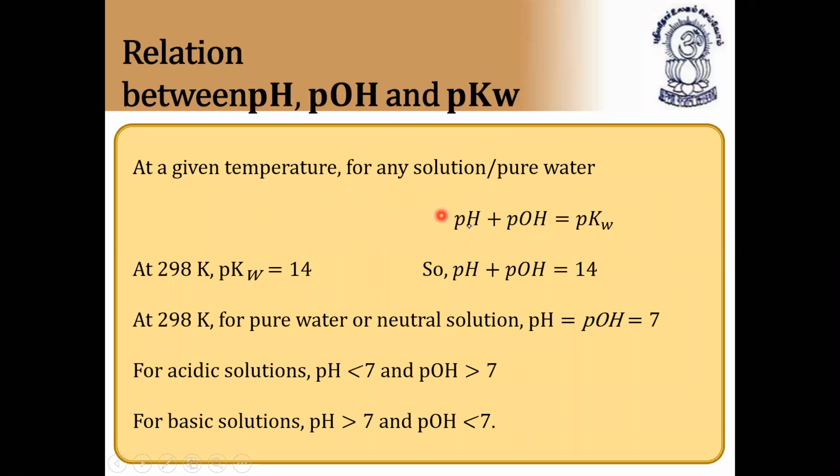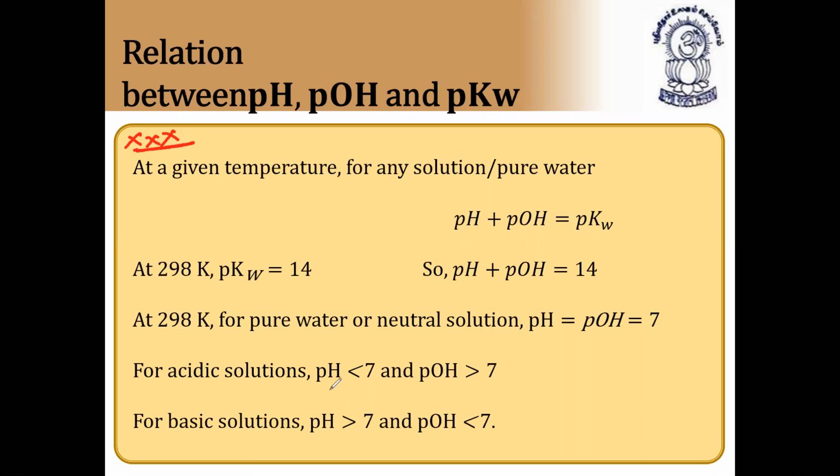And always pH plus pOH is equal to pKw, which is equal to 14. At 298 kelvin, for pure water or a neutral solution, pH is equal to pOH is equal to 7. Very, very important. All these points are very important. Please note down, because without these points, you cannot solve numericals easily.